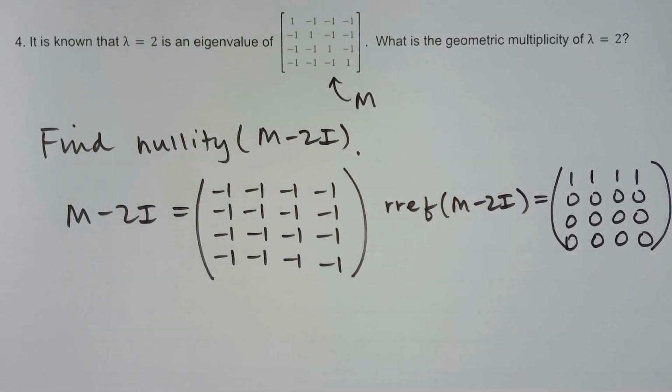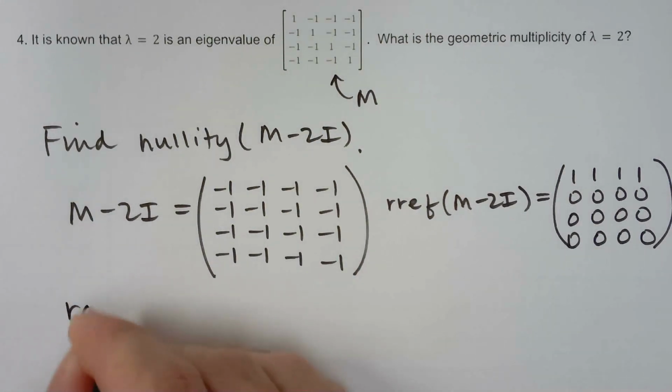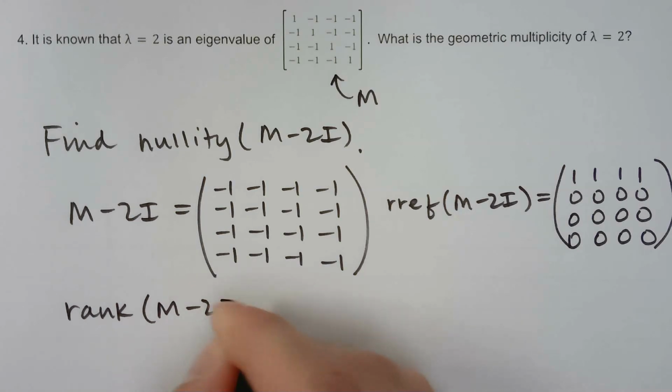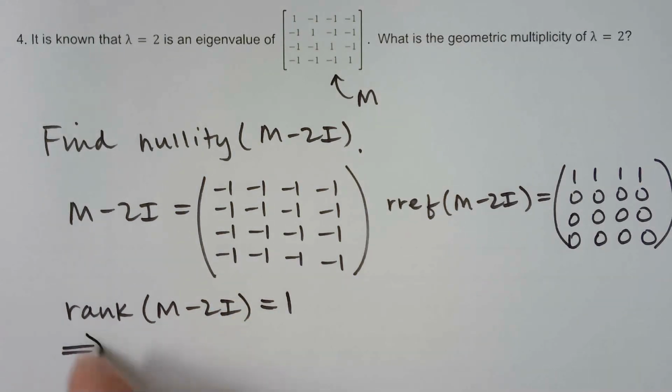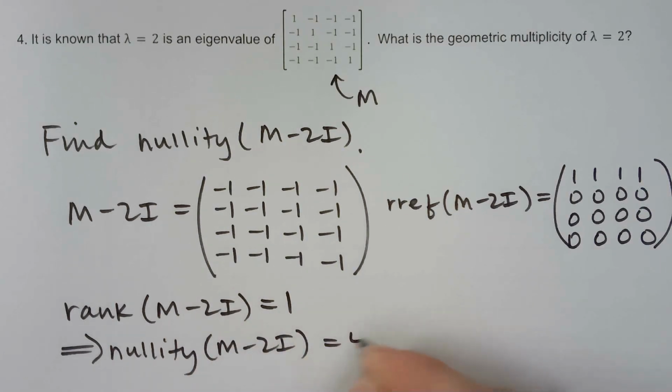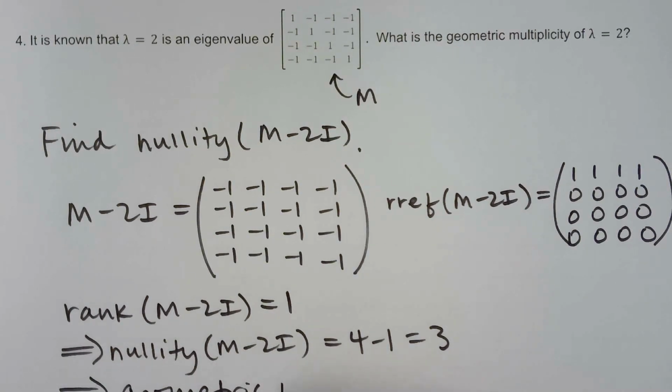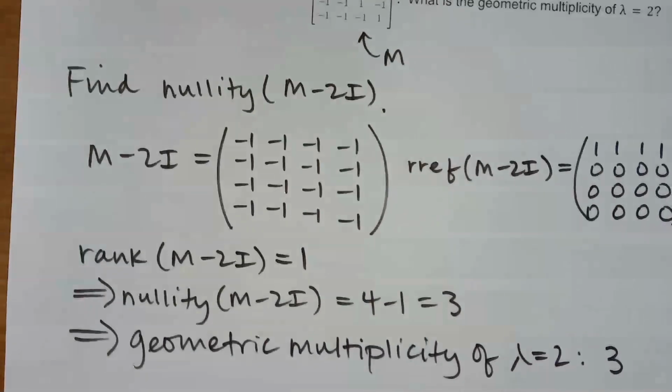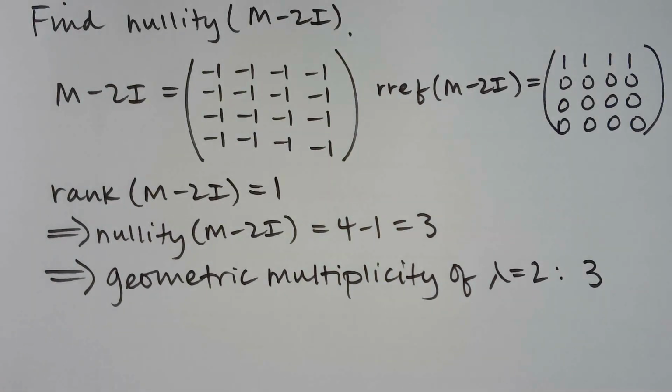And I can see, okay, there's one pivot, the rank's going to be 1. You can say, oh, there's only one unique row in there. So I'm going to say rank of M minus 2I is equal to 1. That gives me the nullity of M minus 2I equals 4 minus 1, which is 3. And that's the geometric multiplicity, the nullity of M minus 2I. Okay, so good there. Moving on, we got one more problem.